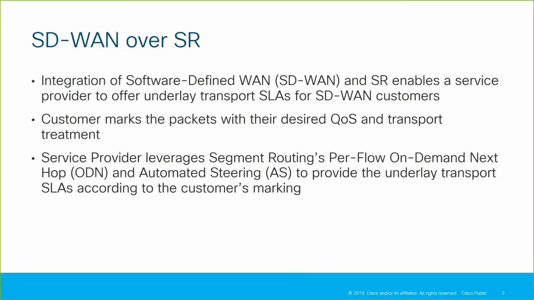Leveraging the markings imposed by the customers or the service provider's managed edge equipment, the network operator can use per-flow automated steering in order to send application flows over the network according to their intended transport SLA.